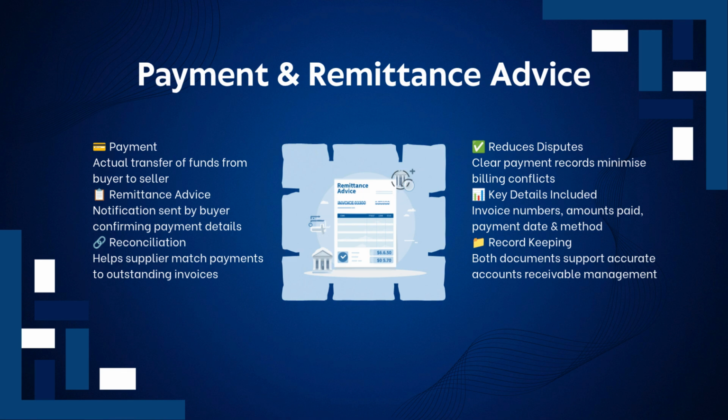So I'm advising him. I'm creating a document by the name of remittance advice. It states which payment is for which invoice. This 1500 is for the 1000 on the first date, and 500 for the remaining on the fifth of the month, or something like that. So remittance advice is a notification sent by the buyer confirming payment details. It literally shows which payment is for which invoice.